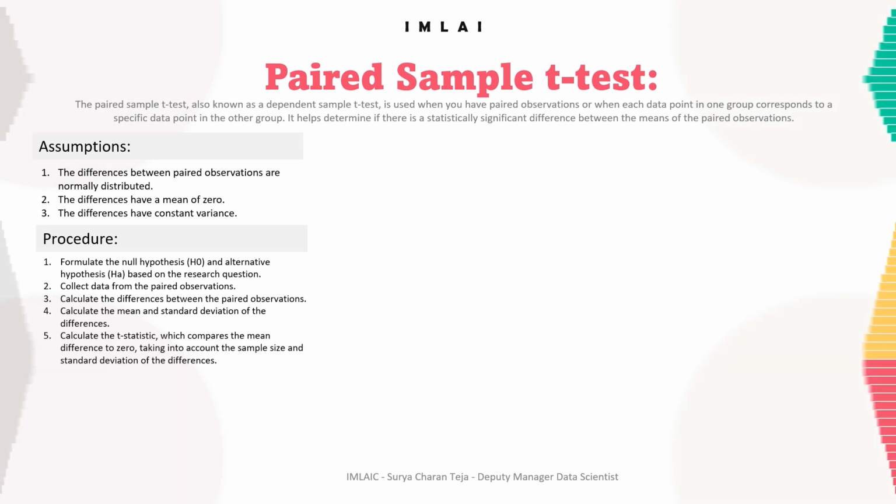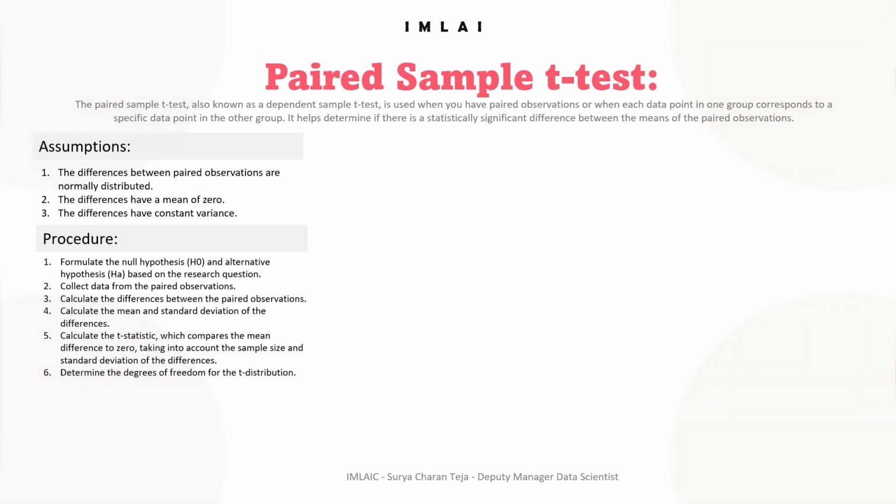Then finally, determine the degrees of freedom for the t-distribution, and then compare the calculated t-statistic with the critical t-value from the t-table, or simply use a statistical software to obtain the p-value.